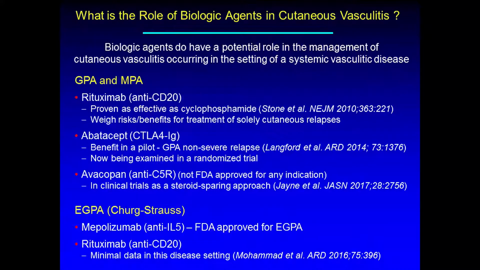In the case of EGPA, I mentioned previously mepolizumab, which is FDA approved. There has been a small amount of data with rituximab, and it is important to differentiate EGPA from GPA and MPA, in that these are phenotypically very different, and the body of evidence for the use of rituximab is actually quite different in this setting.